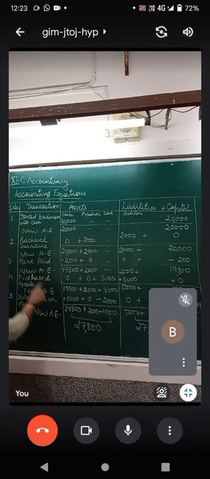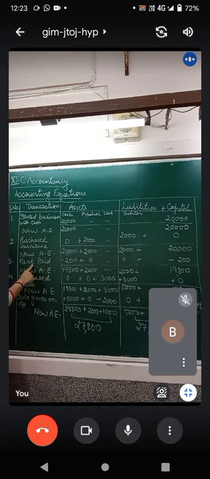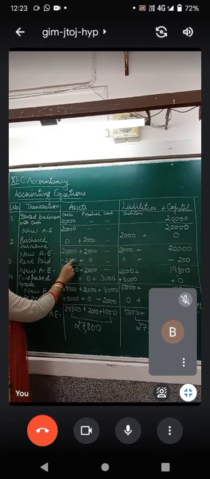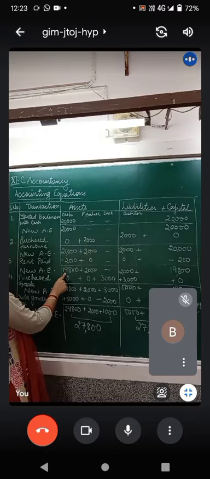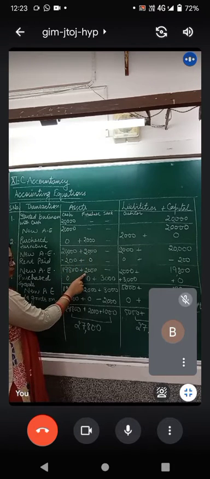Similar. The third transaction was rent paid. Now when you pay rent, you deduct from cash. And because it is an expense, it will be subtracted from capital. So 20,000 minus 200, 19,800. This 2,000 remains the same.